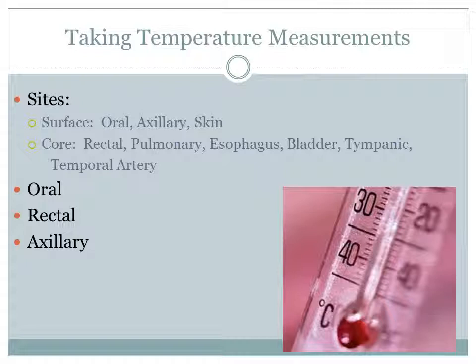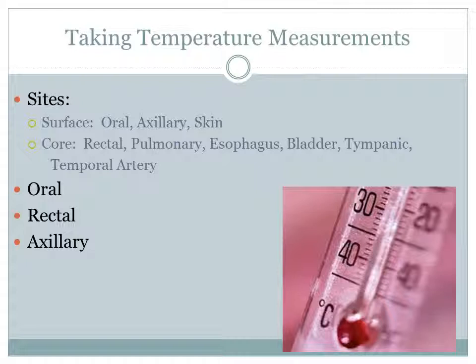For axillary temperatures, the thermometer is placed in the center of the axilla. The arms should be held tightly against the body. Leave the thermometer in place 3 to 8 minutes if it's an oral thermometer, or if it's an electronic thermometer, until the thermometer indicates the reading has been obtained.